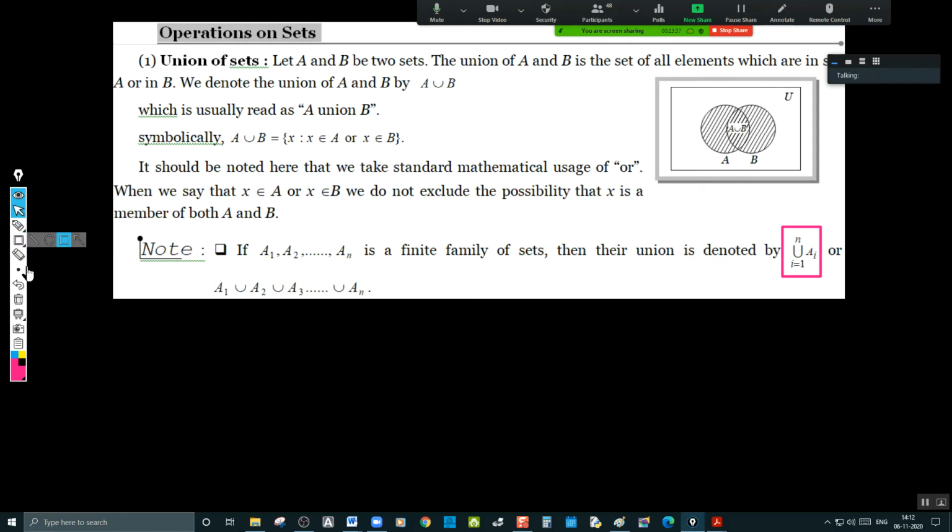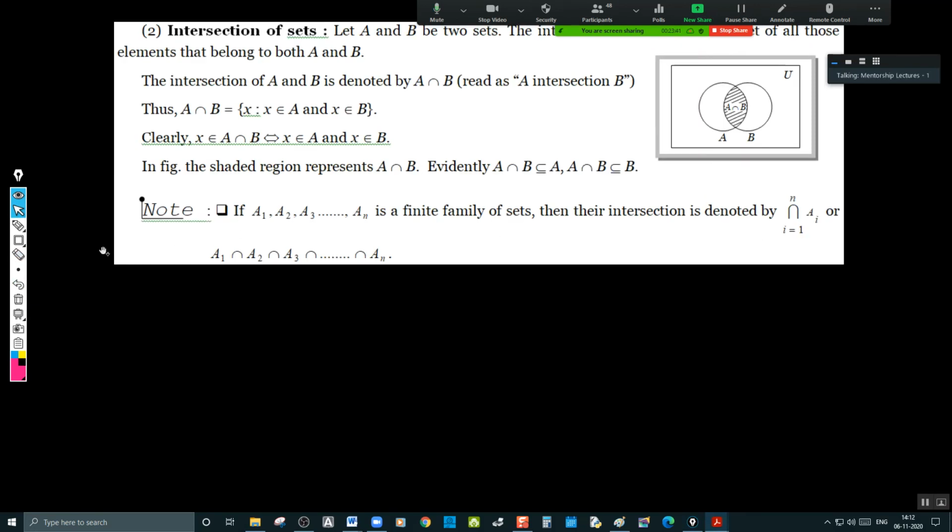Similarly, you have intersection shown in the same form. Intersection of i runs from 1 to n means it is the common value of all A1, A2, A3 and so on up to An. So it should be common.